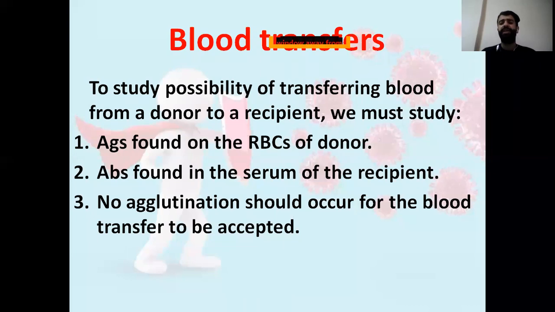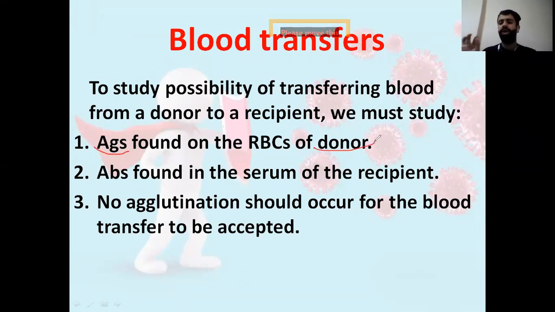To study the possibility of transferring blood from a donor to a recipient, we talk about donor and recipient. We said that the donor is the one that donates. The recipient is the one that receives. In order to study the agglutination, we have to know what is the antigen or the antigens found on the red blood cells of the donor. So always, for the donor, we have to look to the antigens.